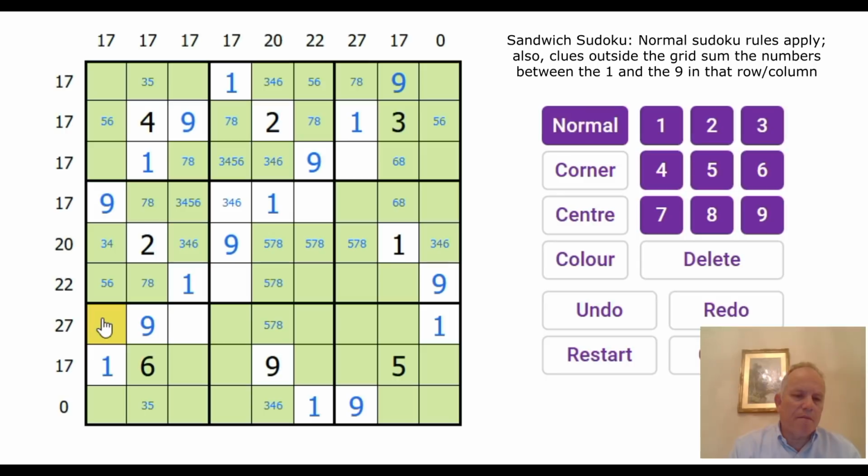How about this cell? It has to be 7 or 8 again to make 17 in these 3. So we're getting another 7 or 8. Lots of those turning up, but that's not quite enough to resolve anything.